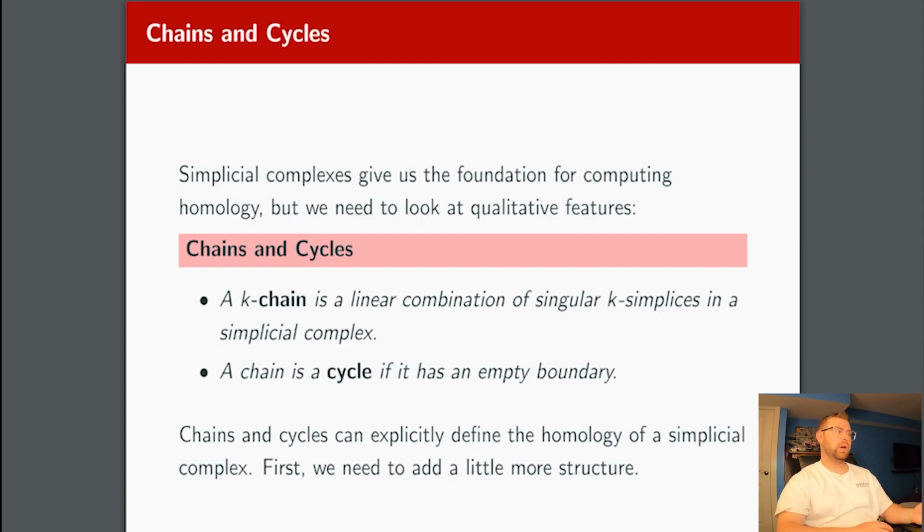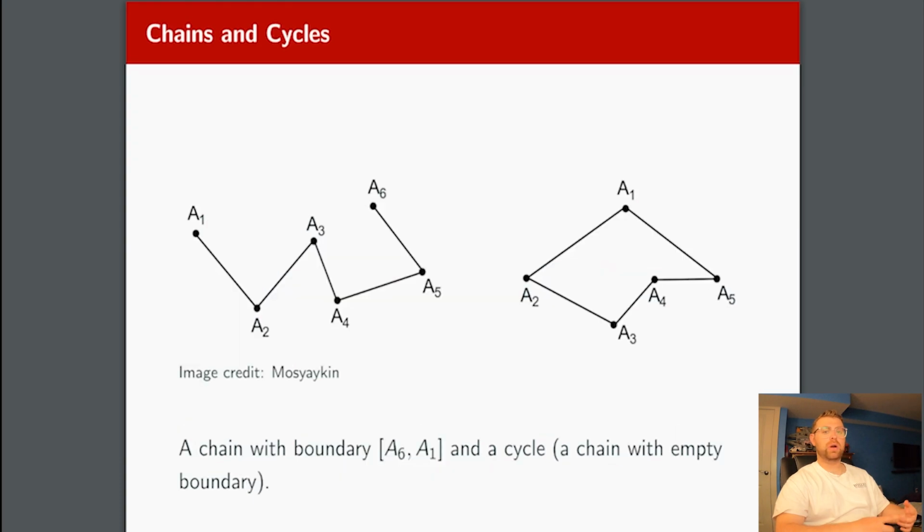On the left, this would be a 1-chain, because it's a linear combination of 1-simplices. It's just a connection of a bunch of 1-simplices. And then on the right would be a cycle. It's a k-chain, but it doesn't have a boundary. The boundary on this one is empty. On the left, the boundary would be something like A6, A1, or whatever, but the one on the right has empty boundary. So that's a 1-chain, and then we call this a 1-cycle.